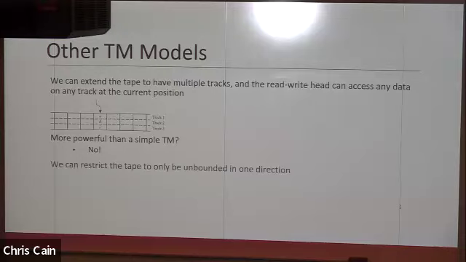We could imagine restricting the tape to be unbounded, but only in one direction. So now instead of an infinite tape in both directions, there is a first cell, index 0. It extends forever in one direction, but only in one direction.